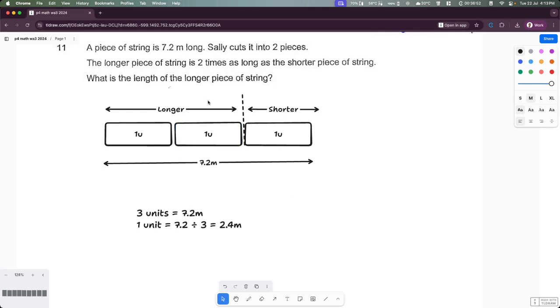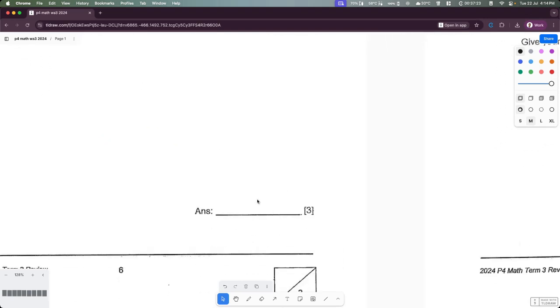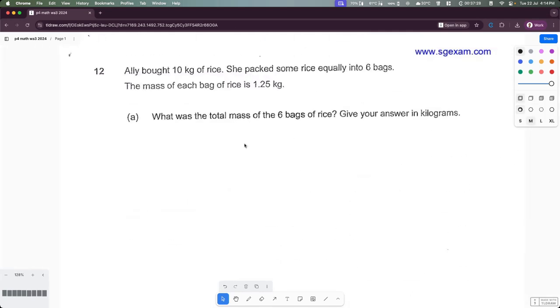And then the longer one is 2 units, right? So the longer string is equal to, I'm going to make this at the bottom, 2.4 times 2, and this gives us 4.8 meters. You can also minus 7.2 minus 2.4, but it gives you the same answer. The answer is 4.8 meters. All right, let's move on to the next question.